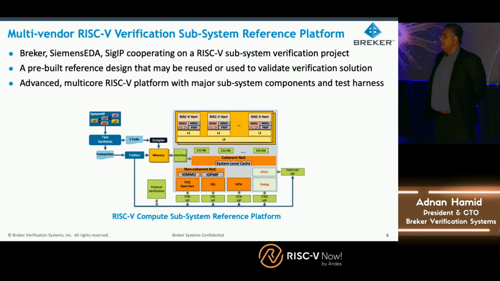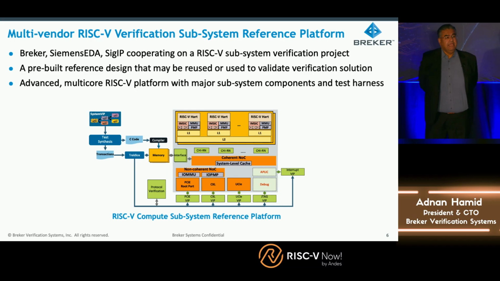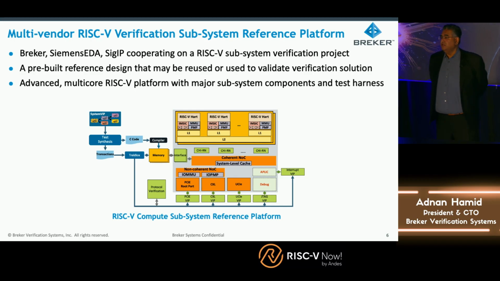This problem is recognized enough in industry and by EDA now that Brecker has been working closely with Siemens EDA and Signature IP to build a reference platform around RISC-V that has all the protocol IPs, the system VIPs, the CPUs, everything in there so that you have a great starting point to work with, right? So this is an important enough problem that multiple companies are working together to start solving it.